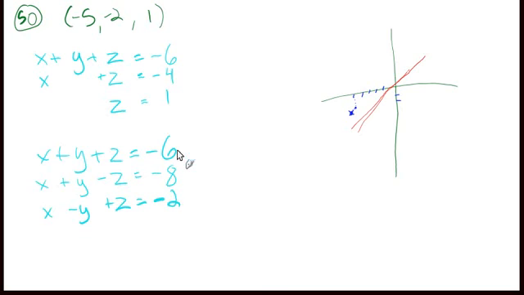Just make sure each of these things is distinct from the other. You can't have x plus y plus z and x plus y plus z. Make them different from each other. But that's it. So I hope that was helpful.